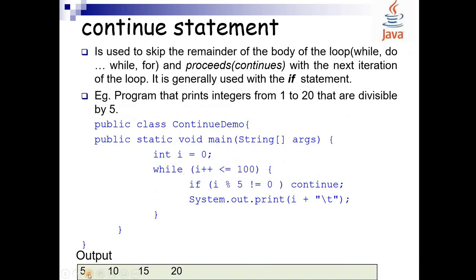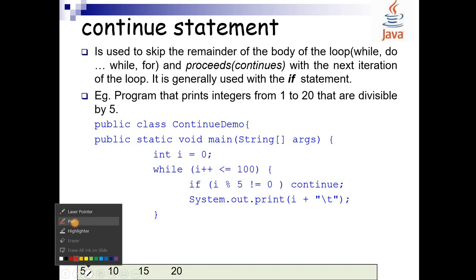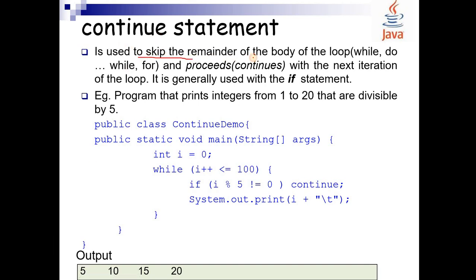So what about the continue? The keyword continue is used to skip the remainder of the body of the loop, but it doesn't exit the entire loop. It is different from a break, because a break exits from the loop with no further iteration. But continue skips the remainder of the body of the loop and goes to the next iteration.